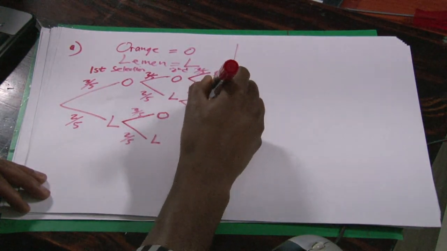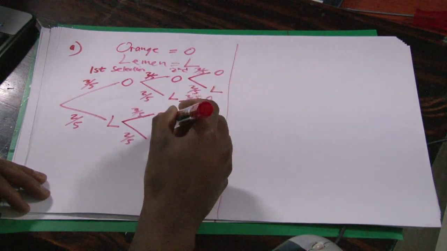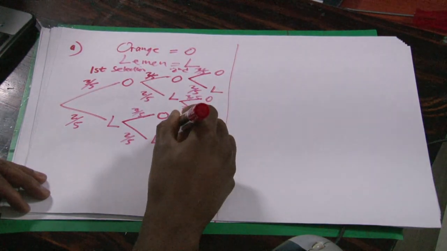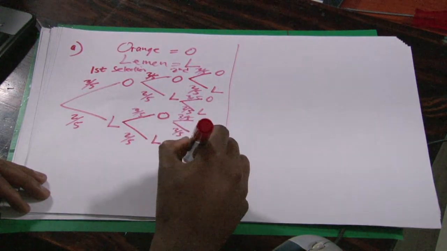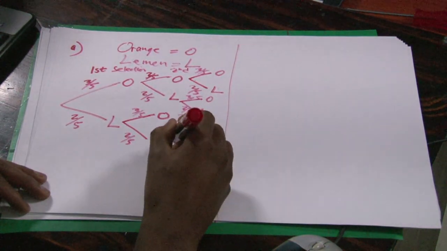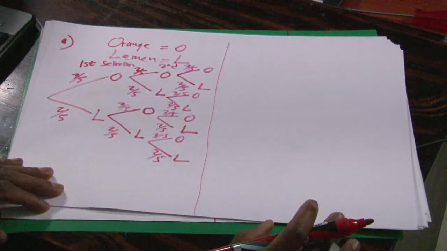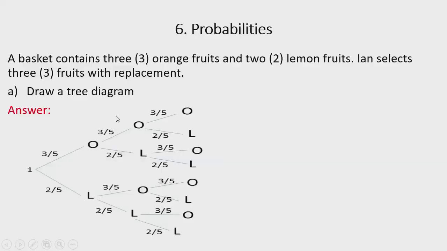The third time he will do that, also 3 out of 5 chance will be an orange, 2 out of 5 chance it will be a lemon. The same here, 3 out of 5, 2 out of 5. Here as well, 3 out of 5, an orange, 2 out of 5, a lemon. Then here the same also, 3 out of 5, then 2 out of 5. That's like that, you are done, just like how it looks there. This is the first selection, second selection, third selection, because you selected 3 fruits, the first, the second, and the third.